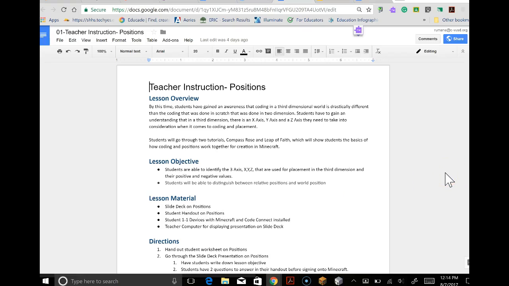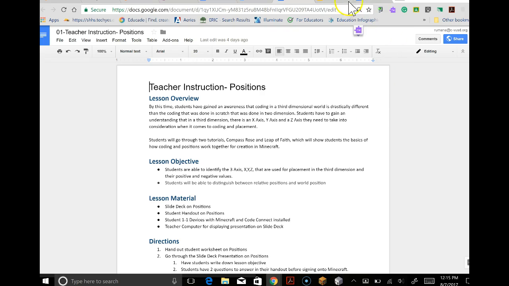All right, this week we were talking about positions, and your students should start to realize that this is very different from when they practice with Scratch. Minecraft is a three-dimensional world, and so the conversation about positions is very important at one of these points. And I want to talk more in depth about what you need to do this week.